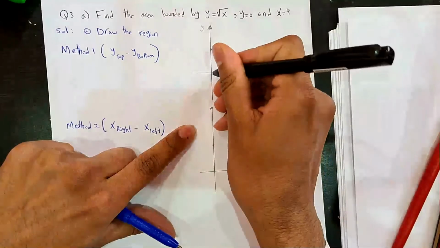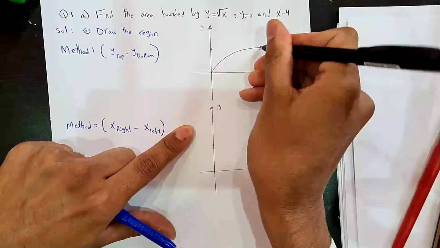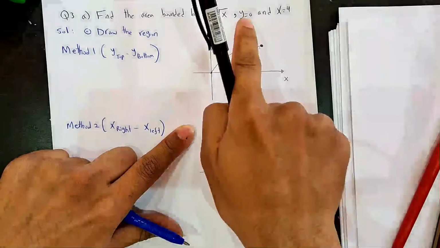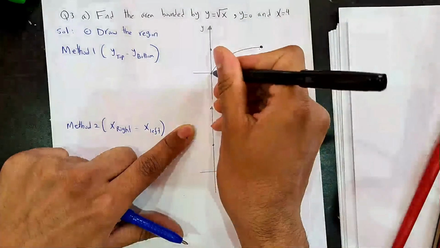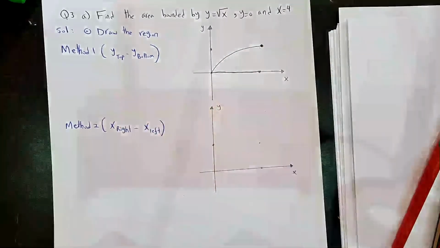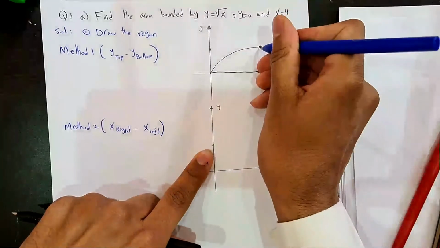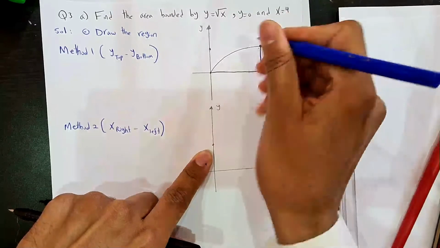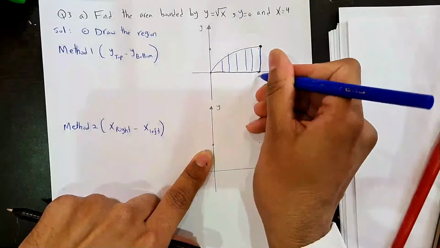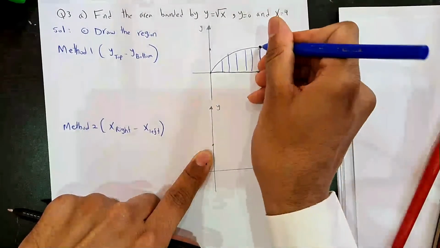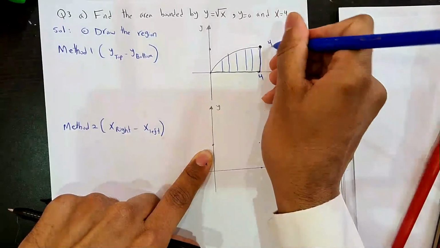Y equal root x. This is not difficult. He said y equal to 0, which is the x-axis. So please close it from this side. And he said close it at x equal to 4. So this is my region. You remember this is 4. What do you think about this point? It should be 4, 2.